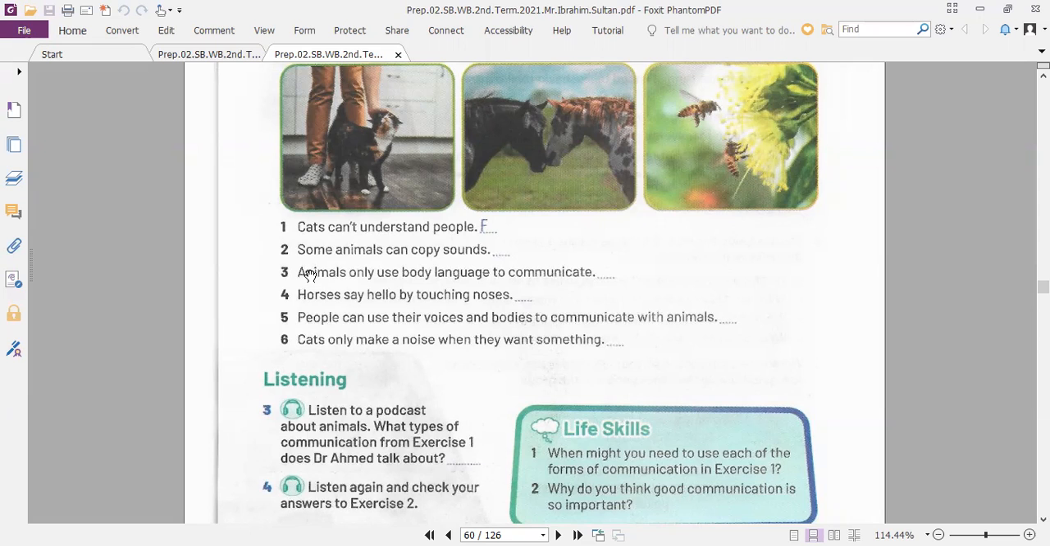Animals only use body language to communicate. False. They use other forms of communication. Horses say hello by touching noses. True. People can use their voices and bodies to communicate with animals. True. Okay. Cats only make a noise when they want something. False. They also make noise when they are frightened. They don't only make a sound when they are hungry, but also when they are scared. Okay. Yes. And now we have page 59.